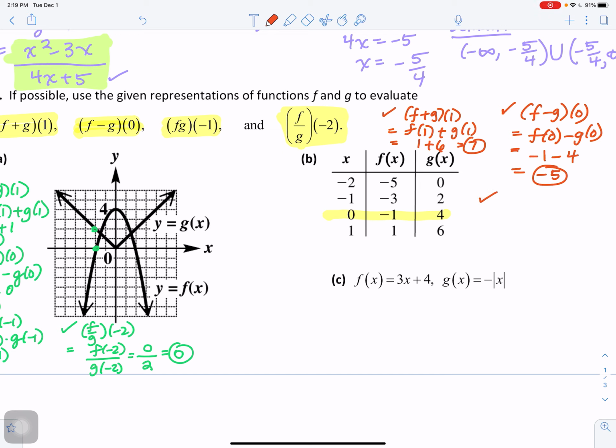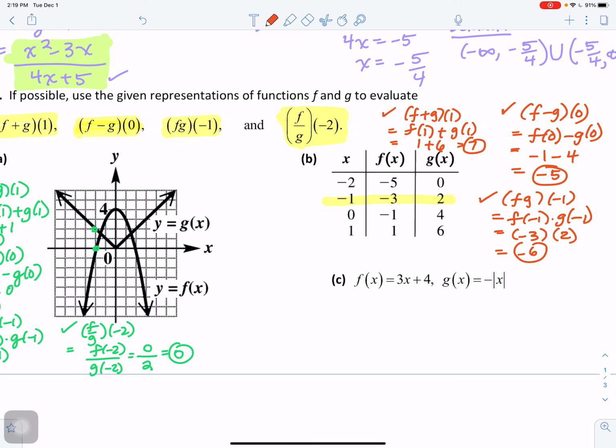Let's go to, I'm running out of room, but I think I'll make it. Fg of negative 1 is f of negative 1 times g of negative 1. Let me erase that. And we're going to negative 1. Most students like to find these values from tables. They do really well with it. So f of negative 1 is negative 3 multiplied by g of negative 1, which is 2, and we end up with a negative 6.